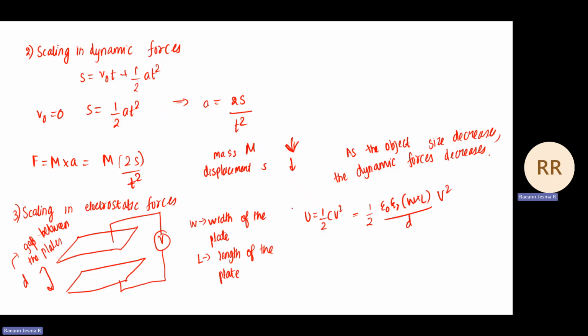Into V squared. So V is the breakdown voltage, or it is the voltage that is required to initiate the discharge. If you consider the variation of breakdown voltage with the gap, then we will have a plot something like this. This curve is called the Paschen curve.